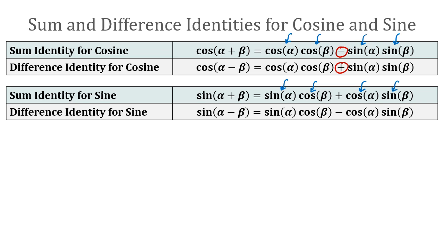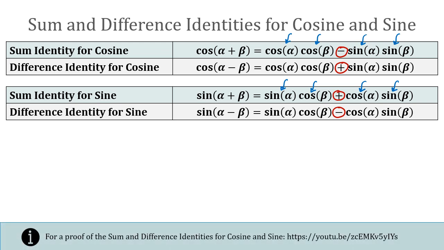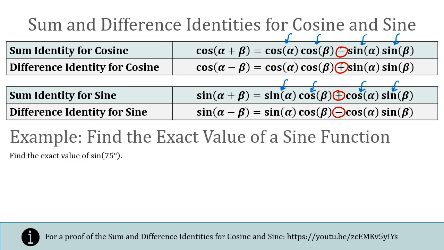For the difference identity for sine, it's exactly the same thing, only instead of the plus that we saw in the first identity, we now have a minus. Now, you might be wondering, where did these things come from? In this video, we're not going to prove the identities, but if you're interested in seeing that proof, you might check out this YouTube link down below. So we're going to try an example. We're going to take a look at finding the exact value of the sine of 75 degrees.